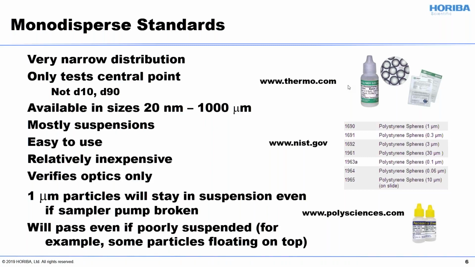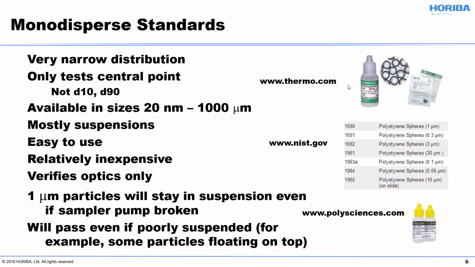So why do I mention optics only? Well, if I take 1 micron particles and put it into suspension, and my pump is not pumping very well, I'm still going to have 1 micron particles sitting in suspension, and I'll have a very nice measurement result of 1 micron. And I'll smile and say, hey, my analyzer is working. Another case is if you have particles that are not being well suspended, they're all floating on top. If you even get just a few into your measurement area, you'll get a good result. You can say, hey, my analyzer is working.